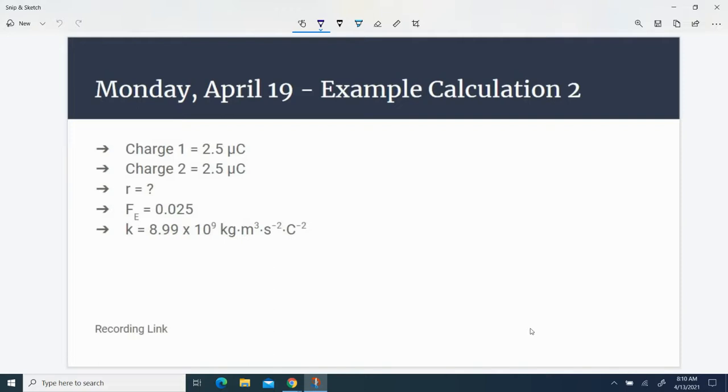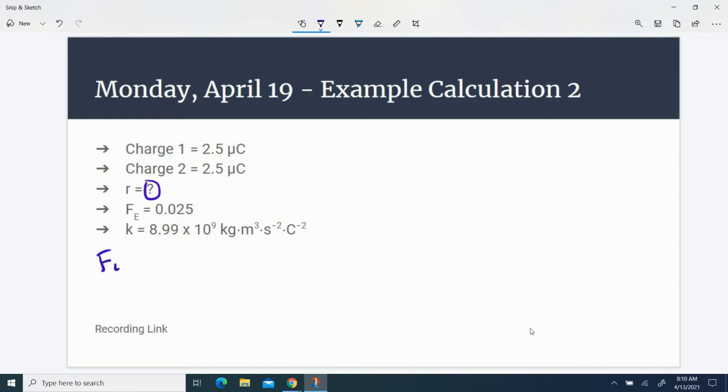Morning. Here's another example calculation using Coulomb's law. This time we're going to solve for radius, r equals question mark. So let's start with our original equation and rearrange everything and then plug in our values. This is the process you should be going through. Don't plug in your numbers and then do algebra. Do algebra first. You will make fewer mistakes that way.